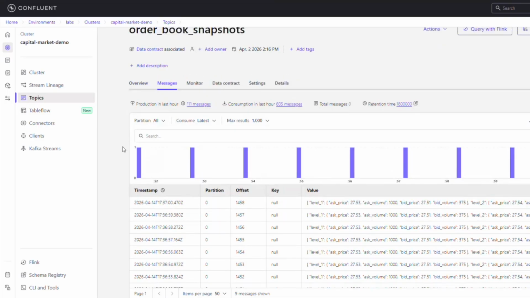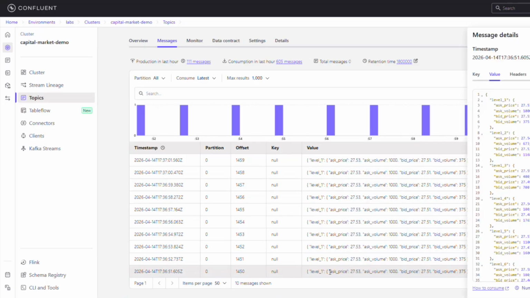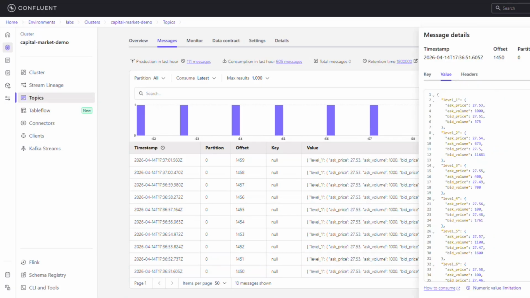Let's take a quick look behind the scenes at what is happening. What you're seeing here is real-time market data flowing into Confluent Cloud through our order book snapshot topic.